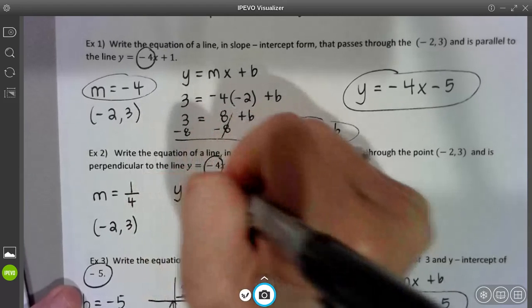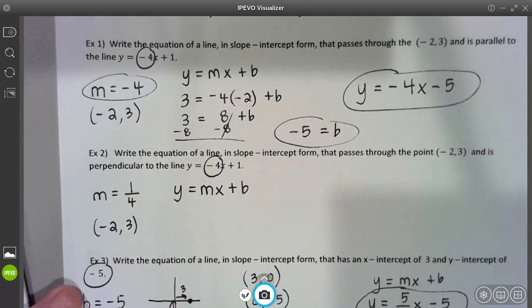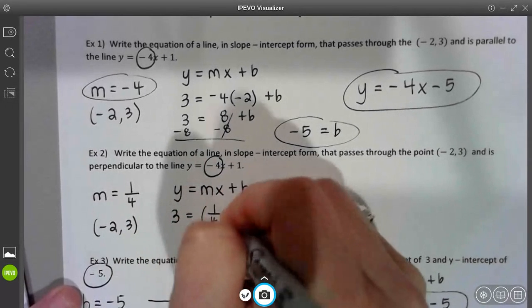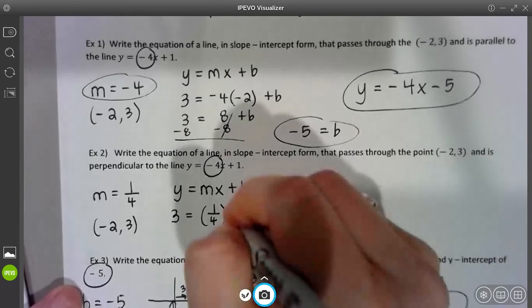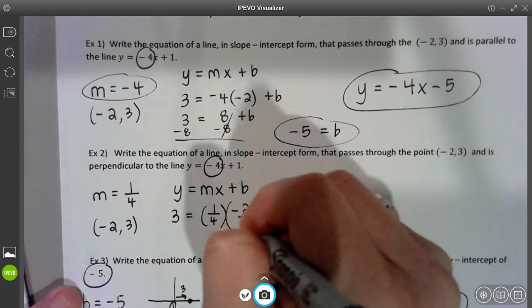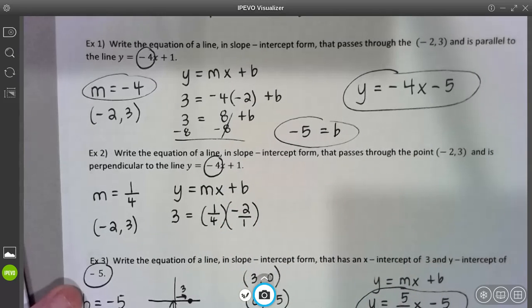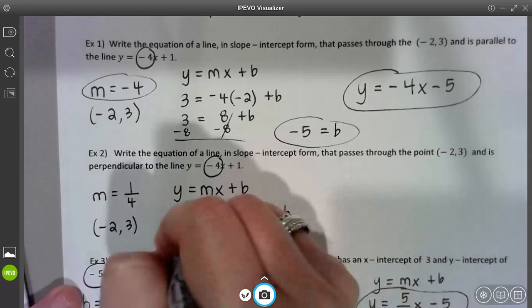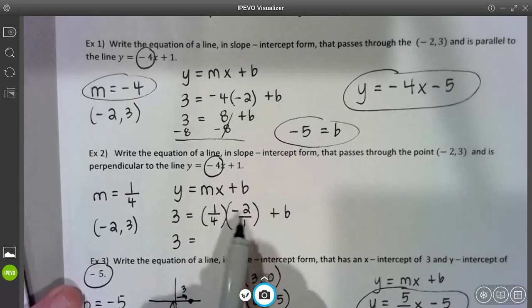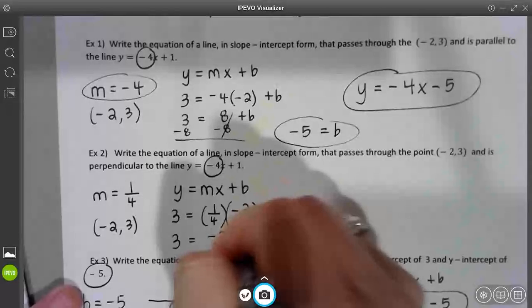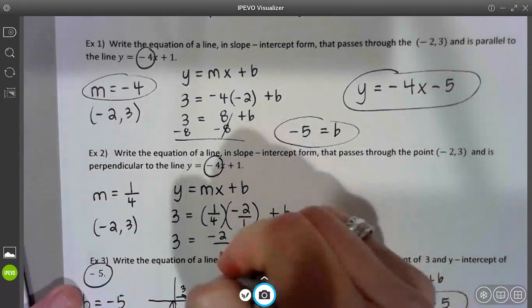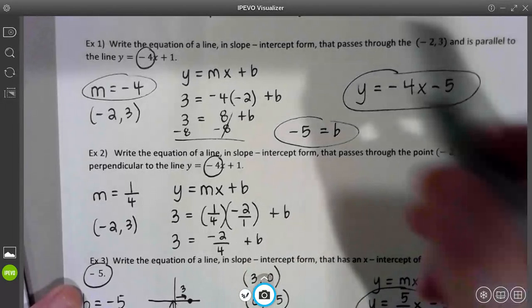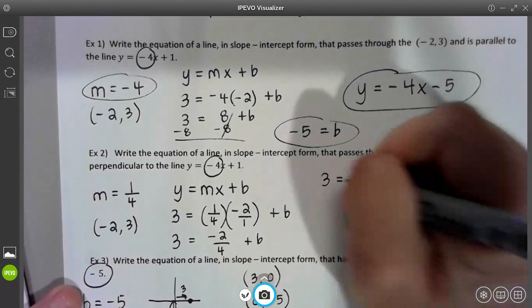We got our formula. We're going to plug in +3 for y. We're going to plug in +1/4 for m. I'm going to plug in -2 for x, but I'm going to get myself prepared and put that over 1 so that when I go to multiply it with my slope, I have a top and a bottom, and then plus b. All right, so 3 will equal 1 times -2 on top is -2 over 4 times 1 on bottom is 4, and then plus b. Well, guys, I hope you recognize negative 2/4 is negative 1/2, so I'm going to reduce that and make this easier.